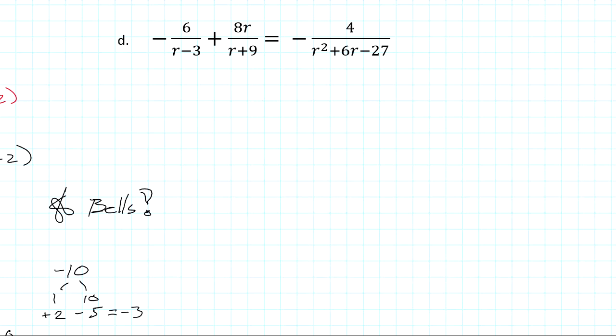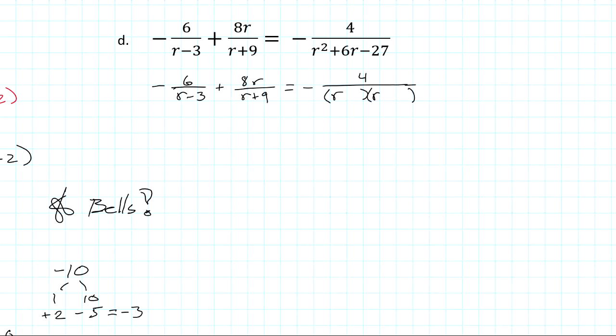On the left side, negative 6 over r minus 3, nothing factors there, plus 8r over r plus 9. Again, nothing factors, so we'll just bring these down. Minus 6 over r minus 3 plus 8r over r plus 9 equals. On the right side, we have negative 4 on top, nothing to do there. But the bottom, r squared plus 6r minus 27. Looks like we can probably factor this.